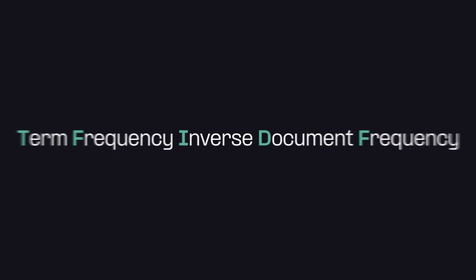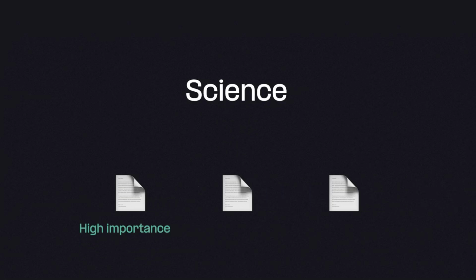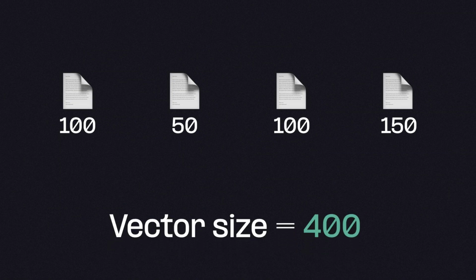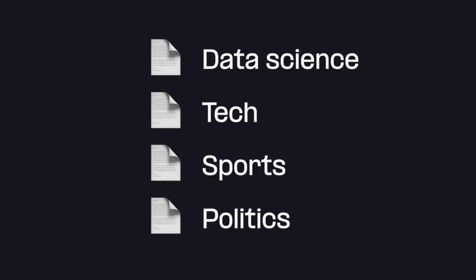TF-IDF, or Term Frequency Inverse Document Frequency, is an embedding method that tells us how important a word is to a document within a collection of documents. This method considers all documents in the collection, so the size of this vector is equal to the total amount of unique words in the entire collection. Let's look at a popular application of TF-IDF known as topic modeling. Topic modeling aims to answer the question, given some collection of documents, tell me what each one is about.